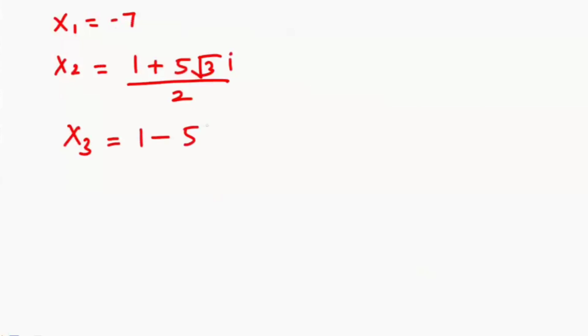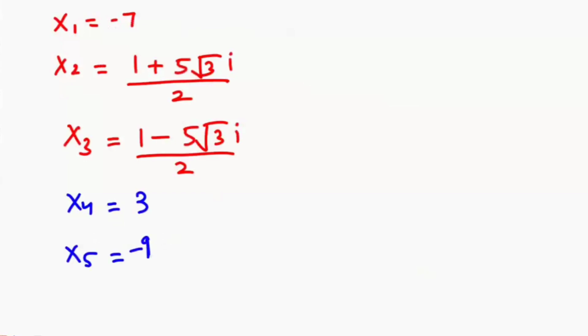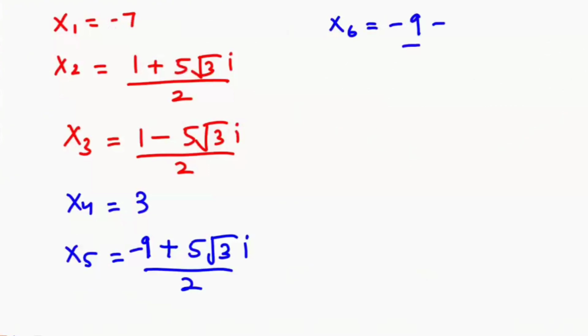X1 we have, that is negative 7. X2 we have 1 plus 5 root 3 iota over 2. X3 we have 1 minus 5 root 3 iota over 2. And the fourth one we have, that is 3. And the fifth one we have minus 9 plus 5 root 3 iota over 2. And the sixth one we have minus 9 minus 5 root 3 iota over 2. So this is our final answer.